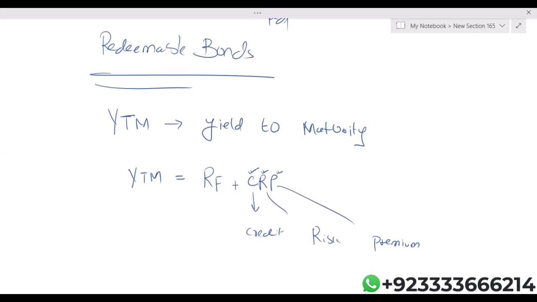In AFM, CRP will be given to you. So how do we decide YTM? If your company's bond has a maturity period of 5 years, step one, we will see what government is offering at 5 years maturity, plus CRP, credit risk premium.